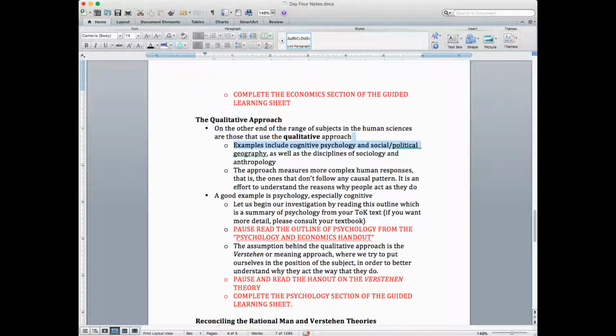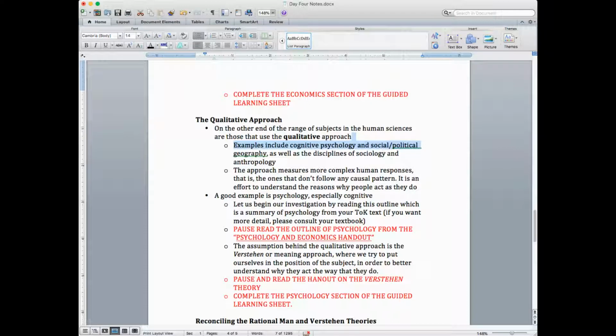That's an approach where we're trying to figure out what something means. And it's not something that's easy to quantify, like you say. How are you going to measure happiness? That would be an example of a qualitative question. Examples in the areas of human sciences include cognitive psychology, social political geography, sociology, and anthropology.